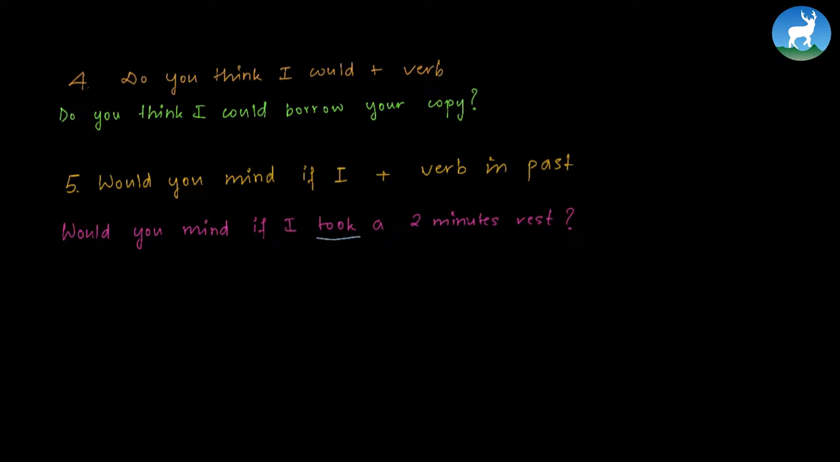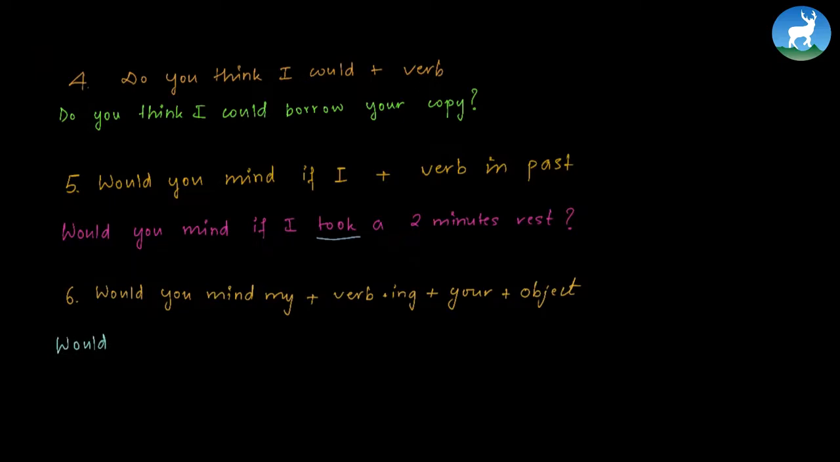We have another sentence structure as well. So the sixth structure, it's would you mind my plus verb in ing. Okay, let me write a small plus here. Plus your plus object. Here's an example for you. Would you mind my borrowing your copy?